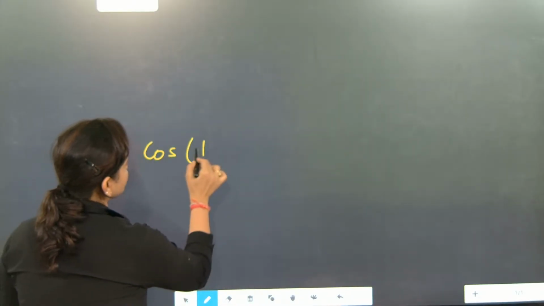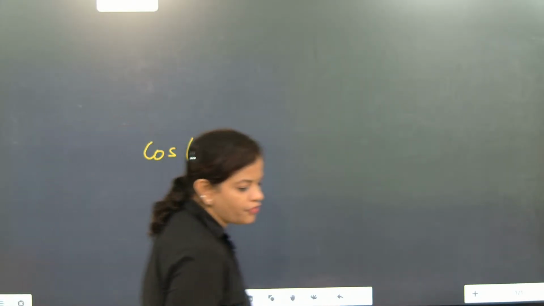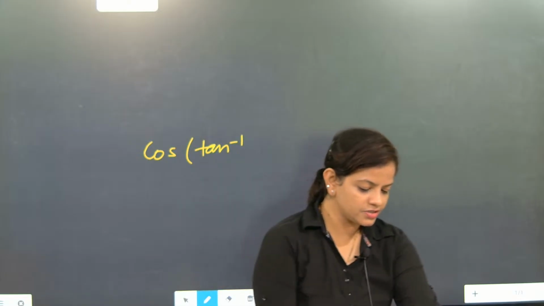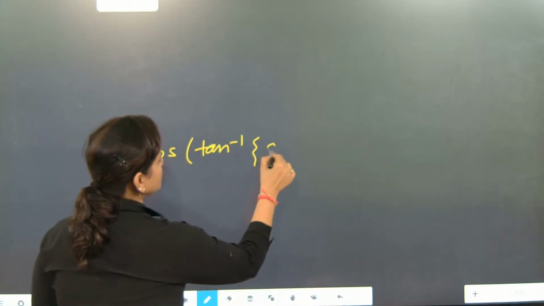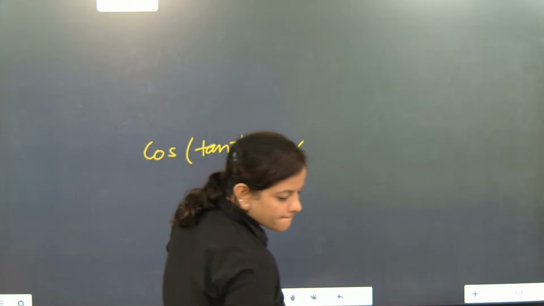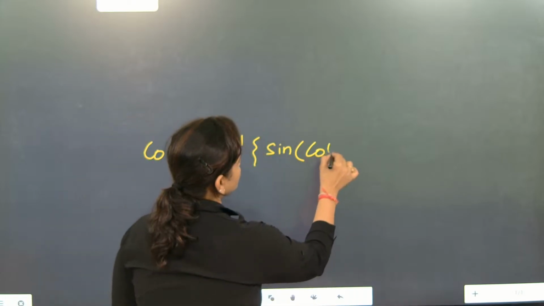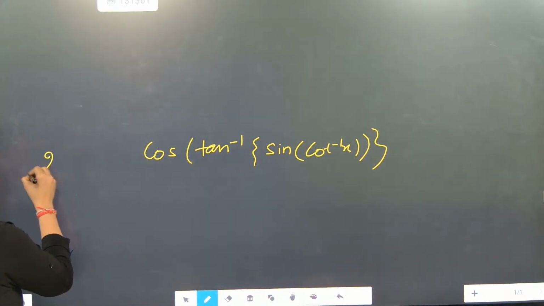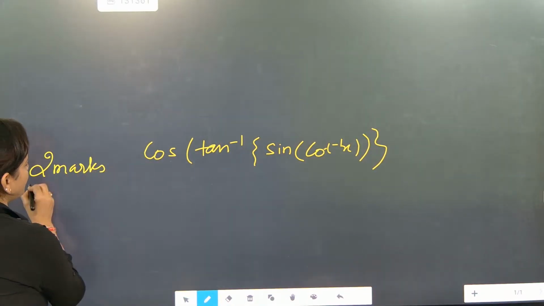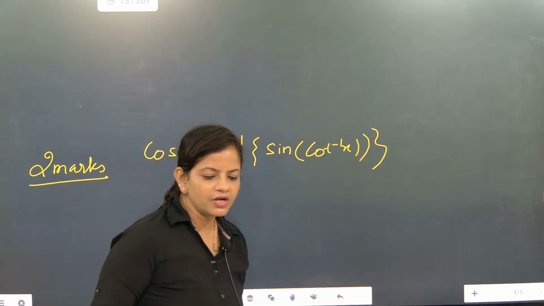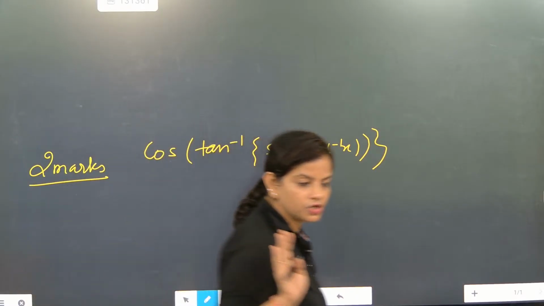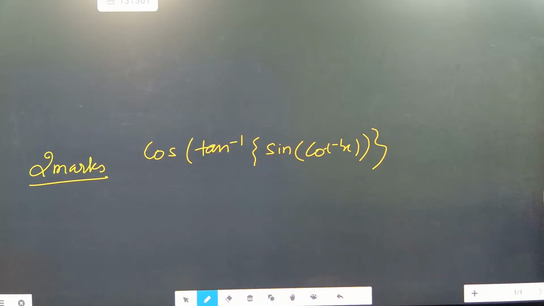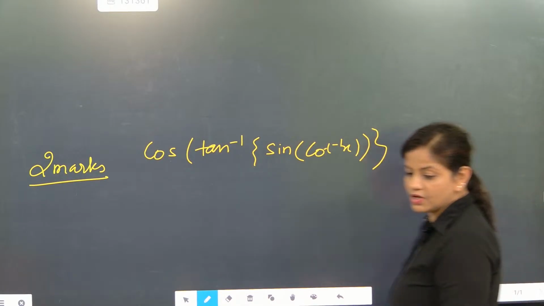Now you need to find the value of cos tan inverse sine cot inverse x. Come on, go for it. Quickly solve this question for 2 marks only. For 2 marks, we are going to handle all the typical questions. They will not give a case study question from inverse trigonometric functions. So we are eliminating case studies from inverse trigonometric functions. Our luck would have to be very bad for them to give one.